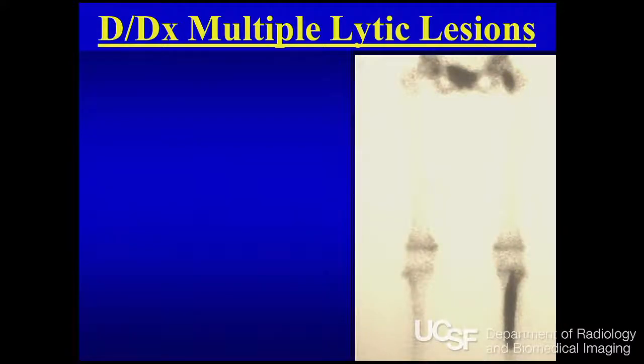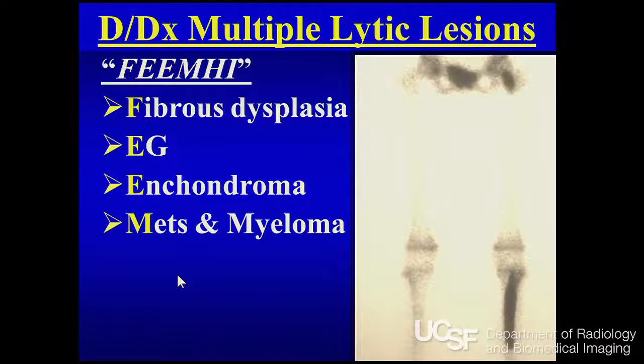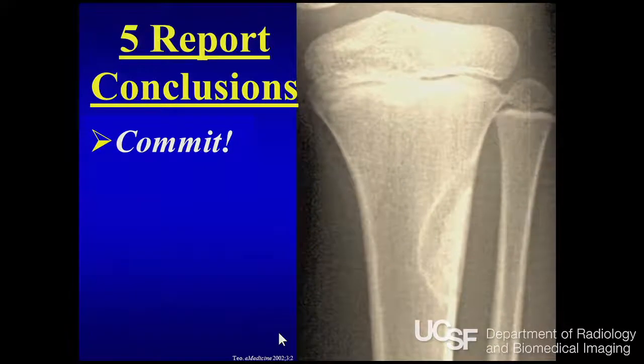Because if you see multiple lesions, that helps you narrow the differential diagnosis. Some people use the mnemonic FEMI: F for fibrous dysplasia, E for EG and chondroma, M for mets and myeloma, H for multiple brown tumors in the setting of hyperparathyroidism, and then we must not forget about I, infection, which is a much different condition in terms of management.